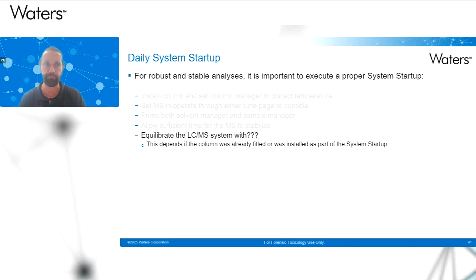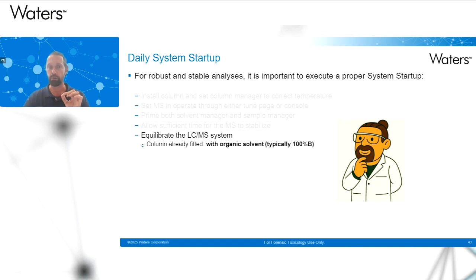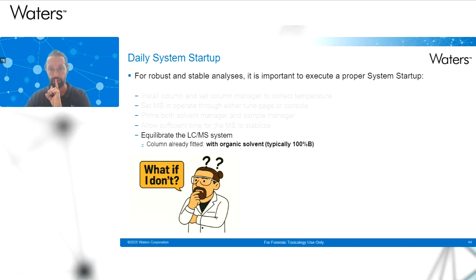Okay, so when the lines are primed, then it's time to start equilibrating your column. And how do we do that? Well, that depends on if you did the column installation in the very first step, or if the column was still sitting in your system. But I would say in both cases, we do not want to click this load method icon yet. We don't want to run the initial conditions of the gradient to get the flow going. And there are very good reasons for that.